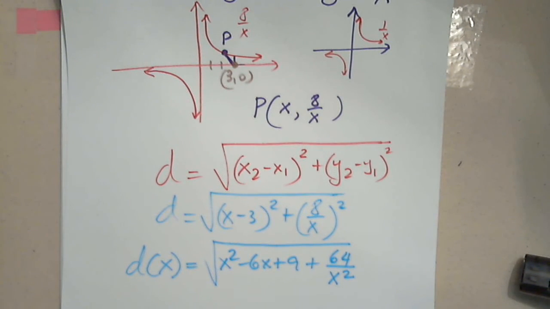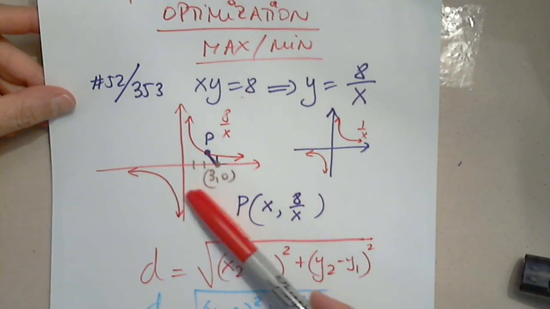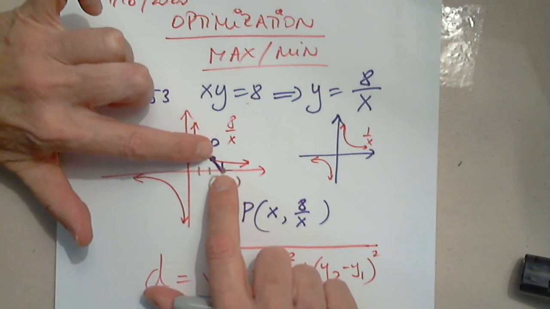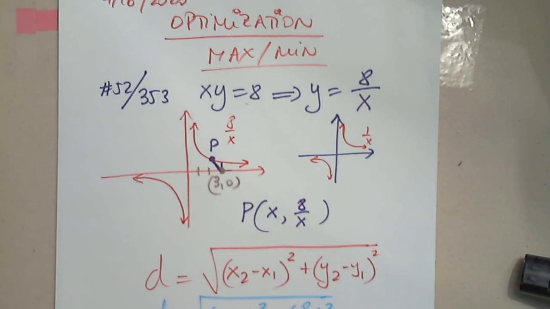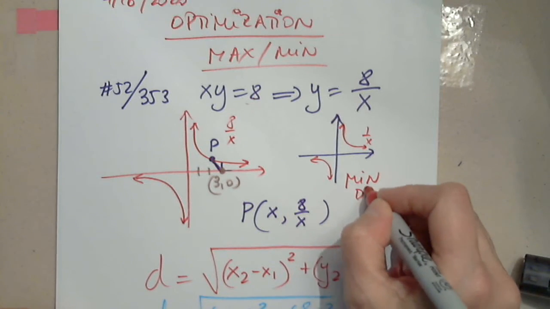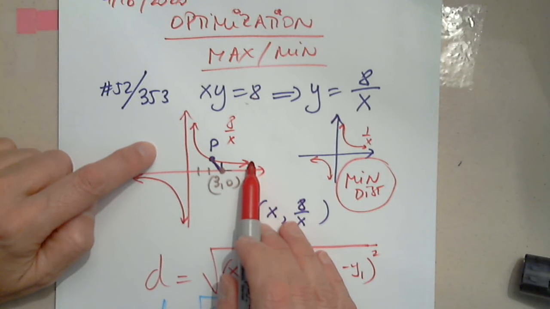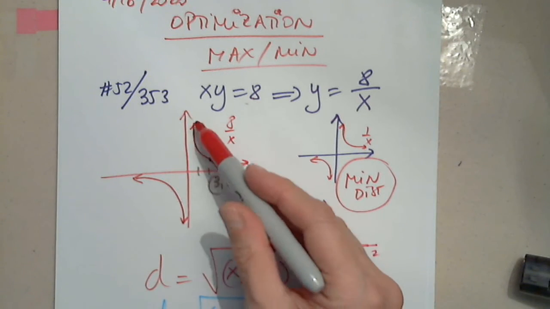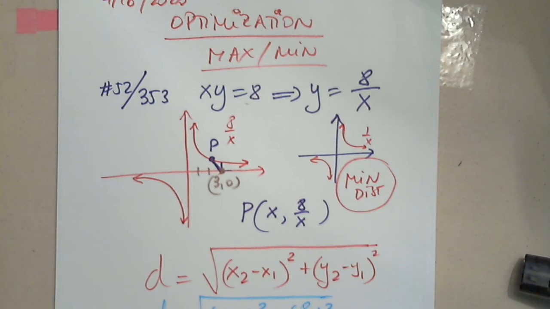So let's regroup and discuss what we have accomplished. We read the problem. We drew whatever figure we needed to help us figure out what we are looking for. So we are looking to minimize this distance. We are asked to find the minimum distance between this point and the graph of 8 over x. Now you could say, but what about the other branch? Well, obviously (3, 0) is much closer to this branch than to that branch, so there is no discussion here.